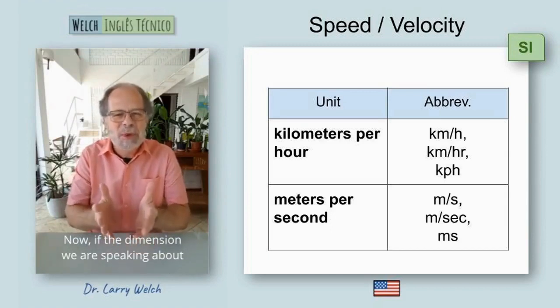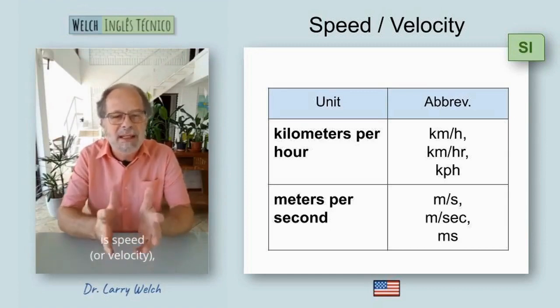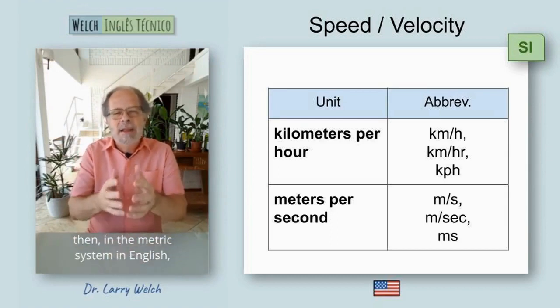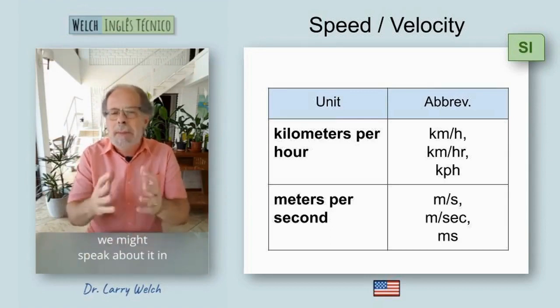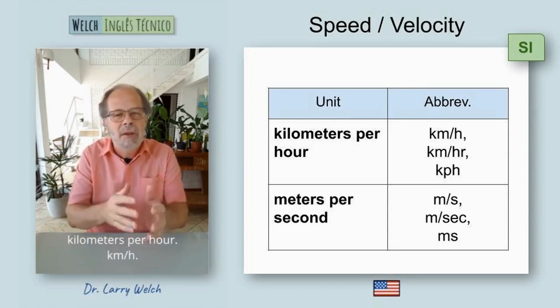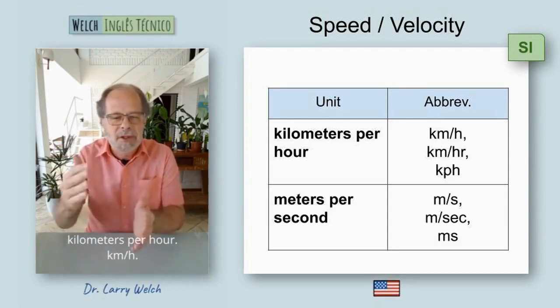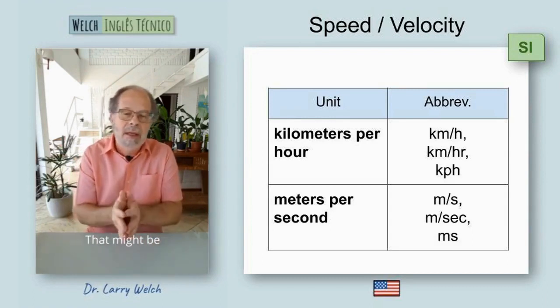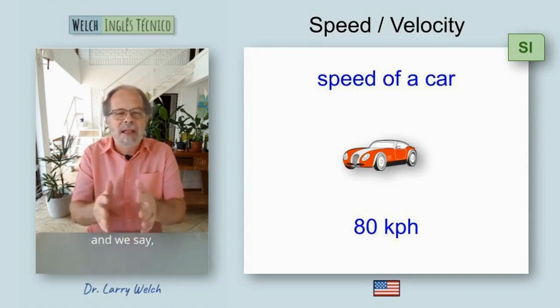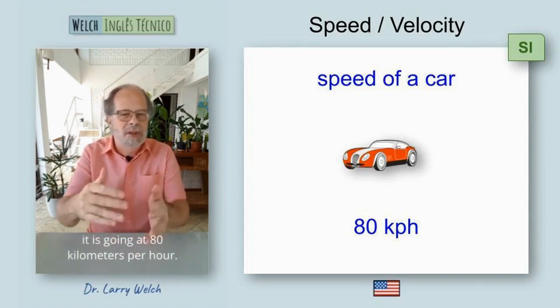Now, if the dimension we are speaking about is speed or velocity, then in the metric system in English, we might speak about it in kilometers per hour. That might be a car traveling down the highway, and we say it is going at 80 kilometers per hour.